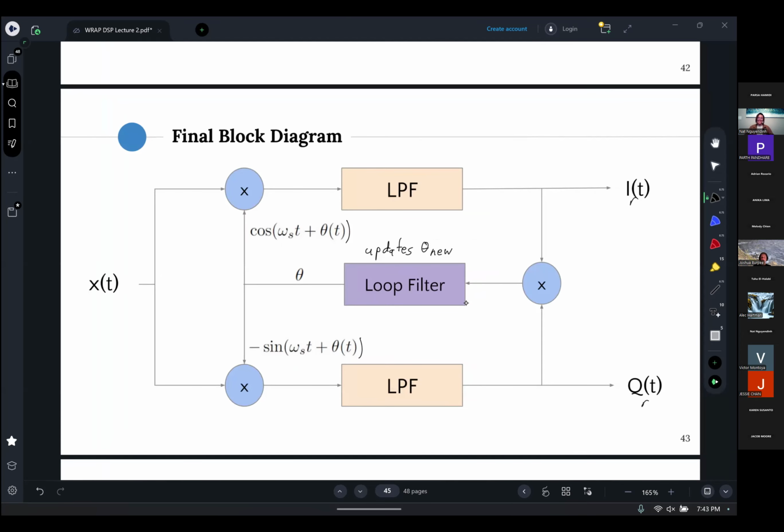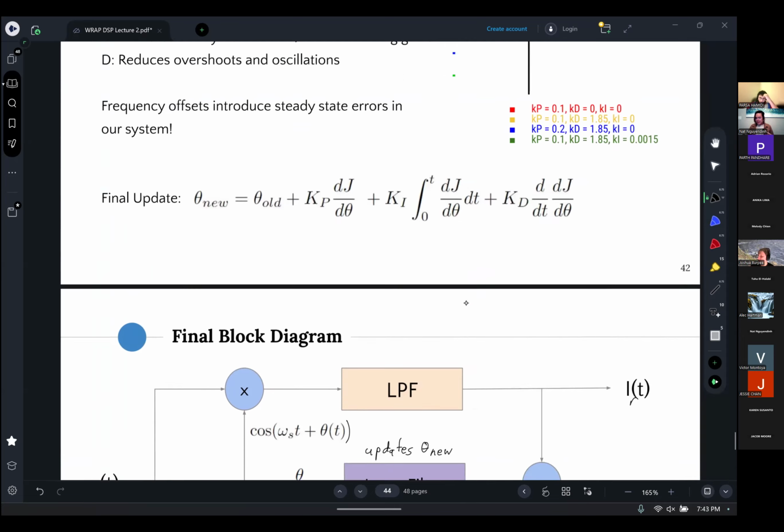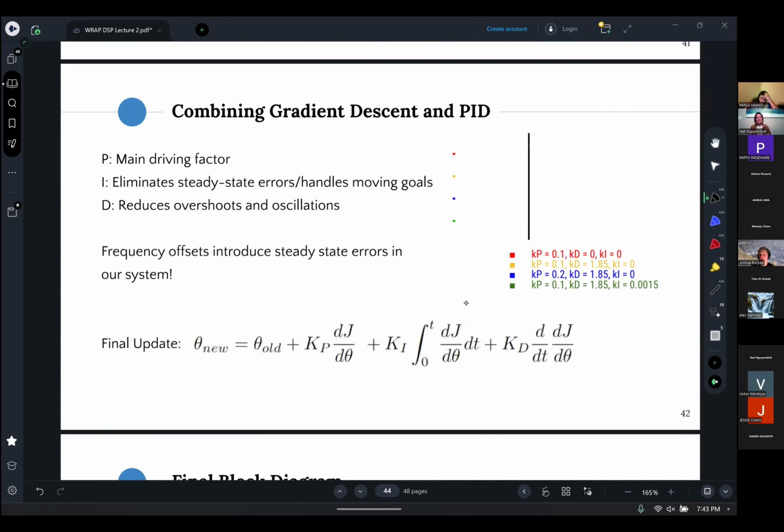Does anybody have any questions? Did I lose anybody? I just had a quick question, Nat. Is the alpha value the one that we're tuning in the system, or is it just set to one thing? Does that make sense?